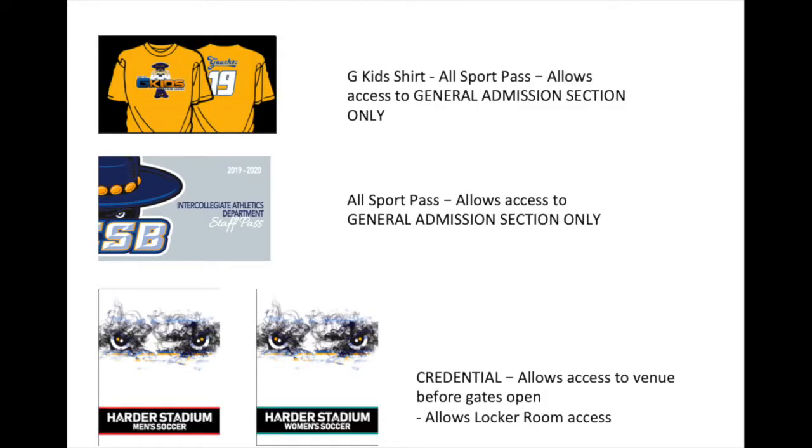Here are a few other things that get people into the stadium. On top we have our G-Kids shirt. This shirt is worn by 12 and under, and they are allowed into any regular season home game. Underneath that is our All Sport Pass, which is mainly handed out to ICA staff. Each ICA staff member gets 4 of these cards, and it allows them in the general admission section only. Some may try and come into the gold zone, and that is not permissible.